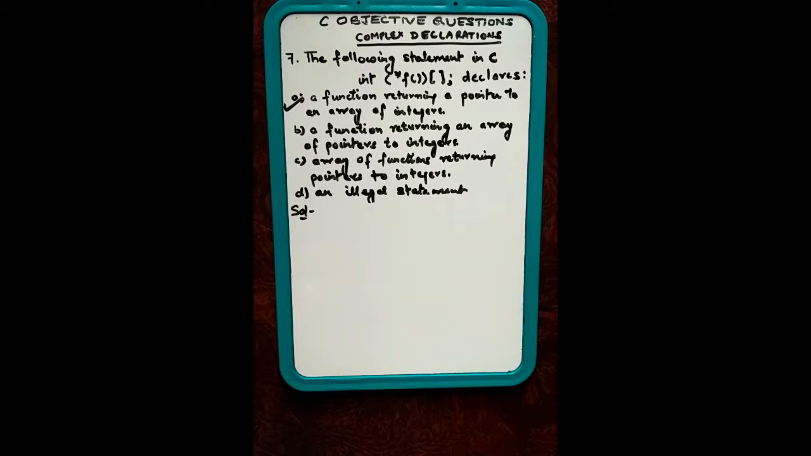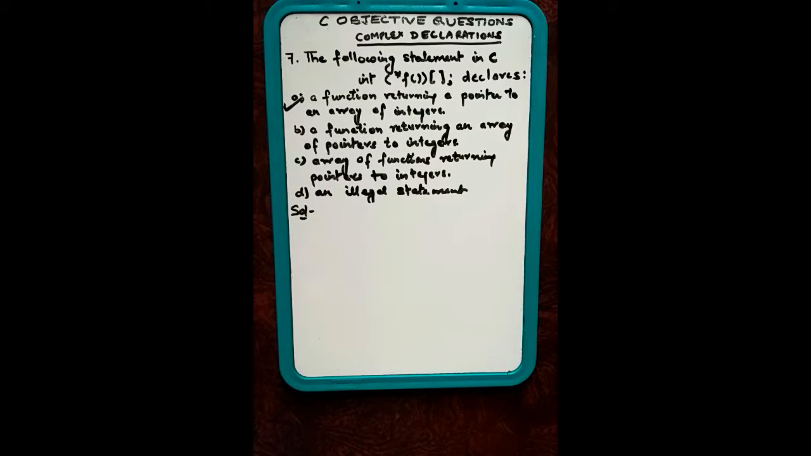Here in this particular video, I have come again with C objective questions. In this video and the coming 2-3 videos, I am going to discuss some complex declarations in C language. Some of these questions are from the UGC NET exam or the GATE exams. The question I have covered came in the UGC NET exam of June 2016.